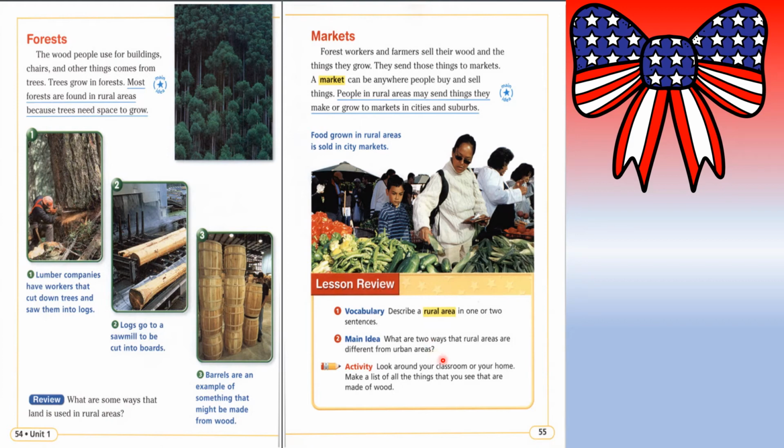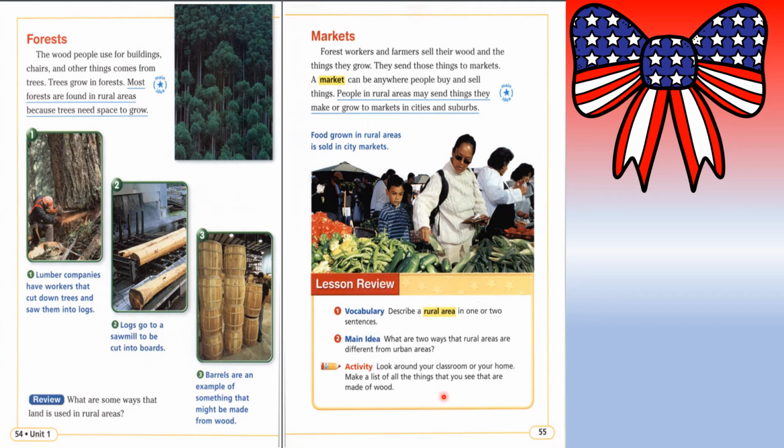Main idea. What are 2 ways that rural areas are different from urban areas? Well, let's think. What does an urban area have? Lots of tall buildings. Does a rural area have lots of tall buildings? No, it has lots of open space. What's another way a rural area is different than an urban area? A rural area has lots of trees and farms. What does an urban area have? Lots of tall buildings and cars and buses.